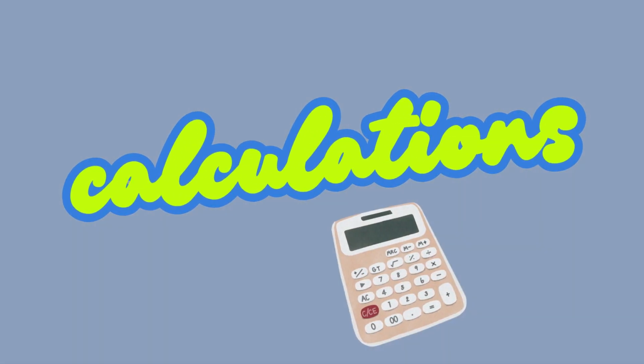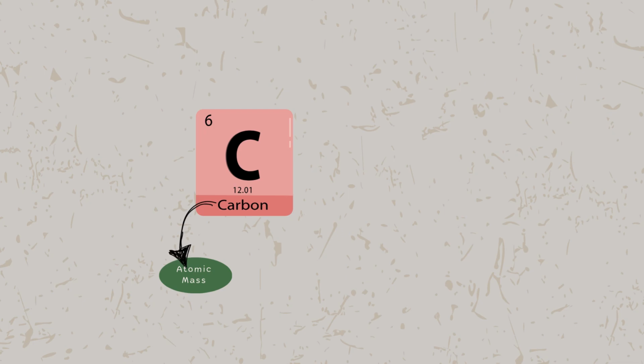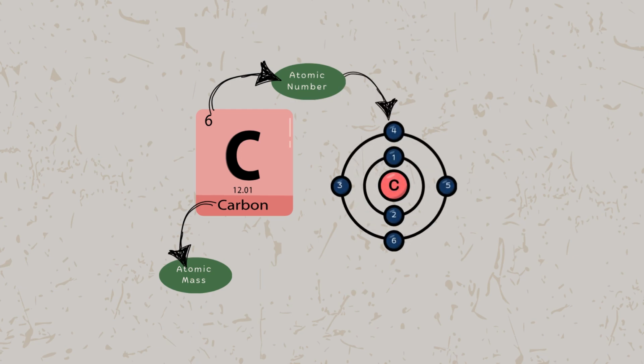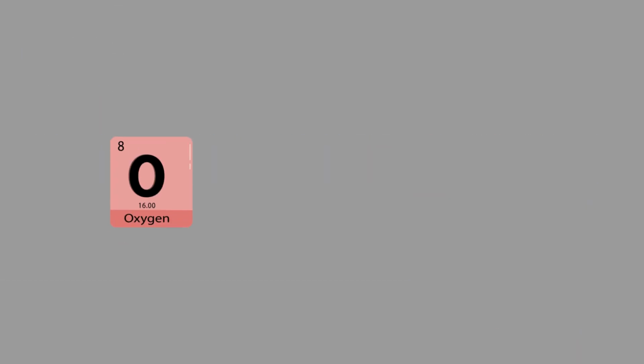Using carbon as an example, let's work through some calculations. Carbon has an atomic weight of 12, that is the larger of the two numbers on the periodic table. It has an atomic number of 6, which means it has 6 electrons, 2 on the first shell and 4 on the outermost shell. To achieve stability, it will gain or lose 4 electrons. Its valency is 4, so its equivalent weight is therefore 12 divided by 4, which is 3.